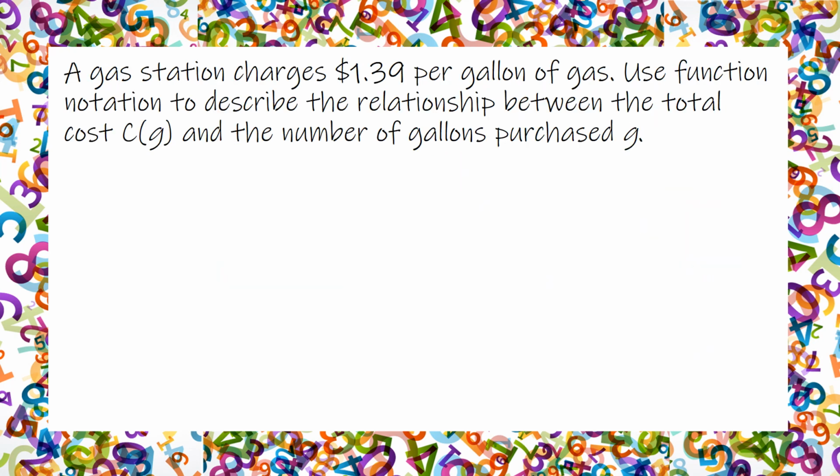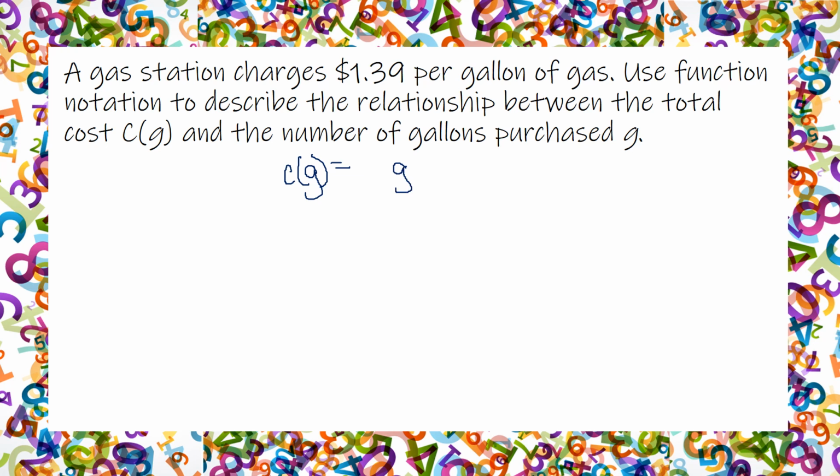A gas station charges $1.39 per gallon of gas. Use function notation to describe the relationship between the total cost and the number of gallons purchased, which is G. So the total cost, when I think of total, I think of my equal sign. So I'm going to put my total cost, which is the cost per number of gallons, equals, and then we know we're going to purchase G gallons.